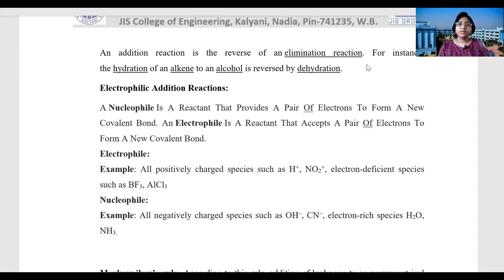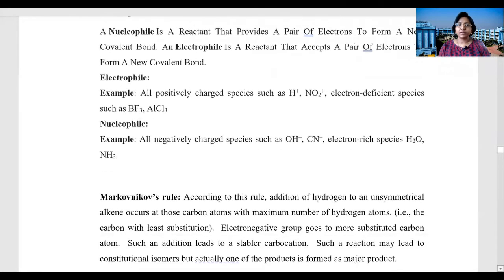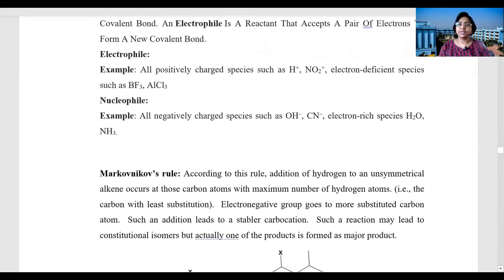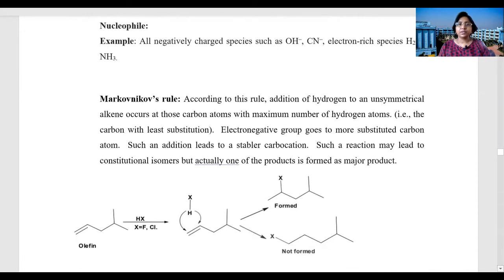Now, about electrophilic addition reactions. Electrophiles, for example HBr or HX, that means it may be HCl: hydrogen with a halogen, where X is the halogen. So it may be HBr or HCl, etc. There it follows two rules. One is the Markovnikov rule, and another is the anti-Markovnikov rule.